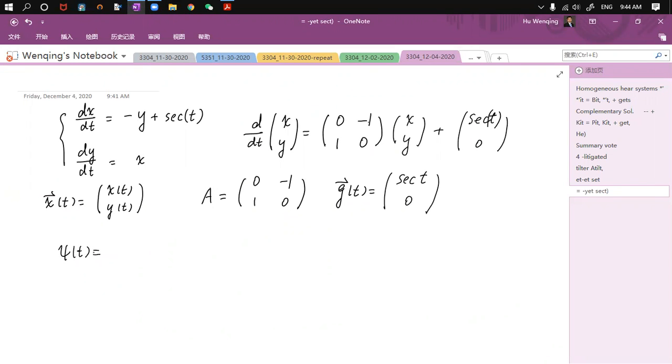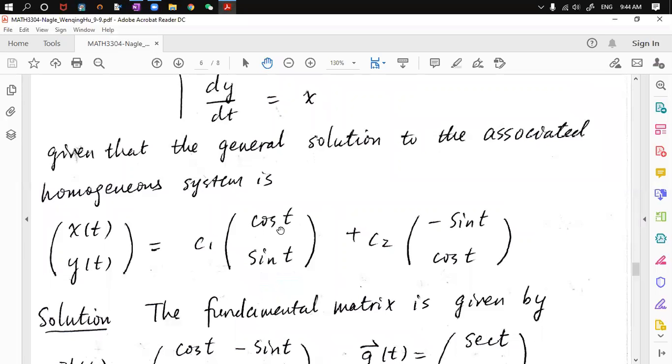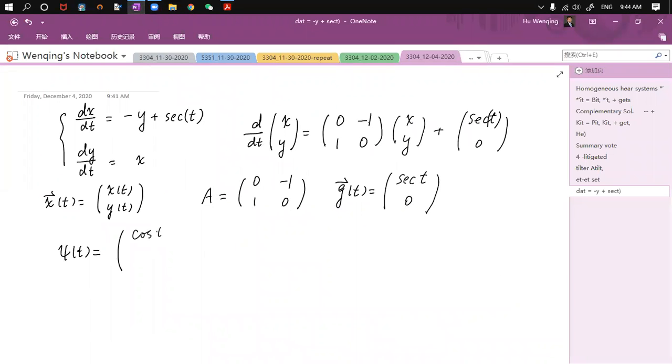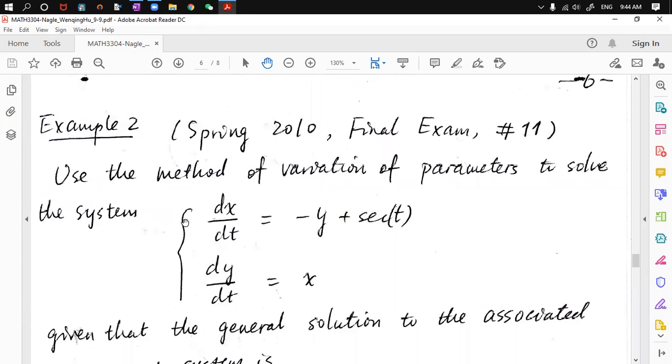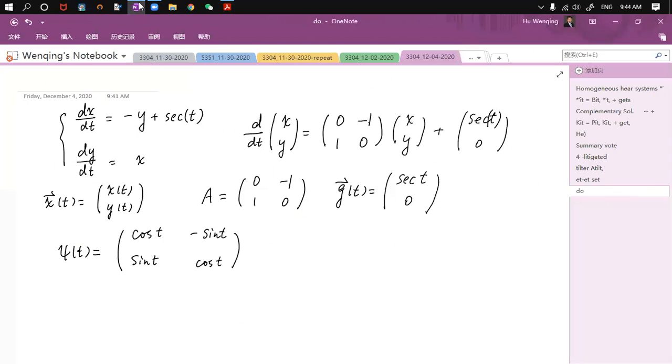So Φ(t) is the fundamental matrix, and it is actually already given: cosine t, sine t, and minus sine t, cosine t. You don't really have to calculate anything, and that's what actually happens most of the time on your exams. They're not going to ask you to calculate it, but you can interpret this fundamental matrix just from the given information. Once you have the fundamental matrix, my suggestion is to calculate the inverse matrix first.